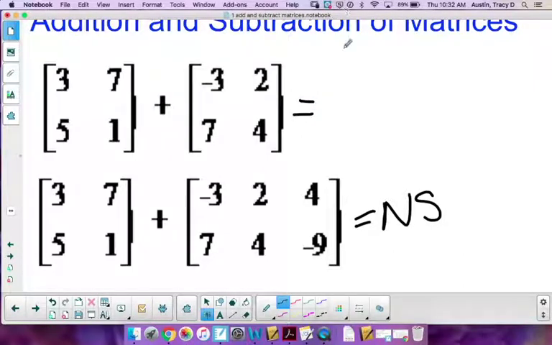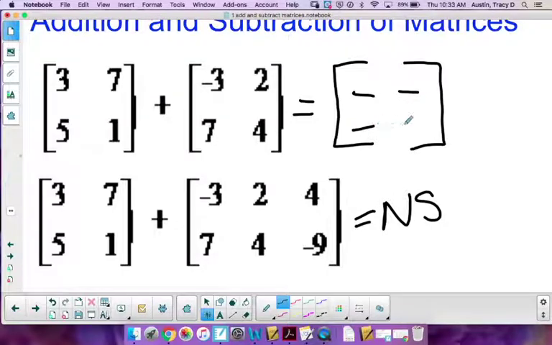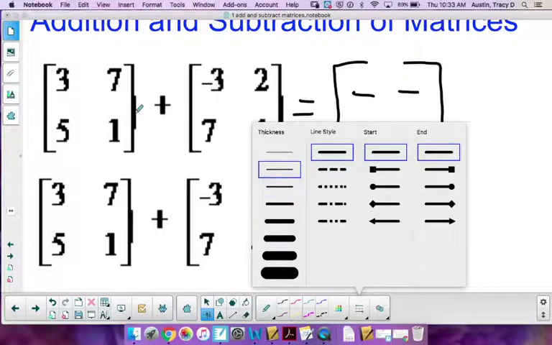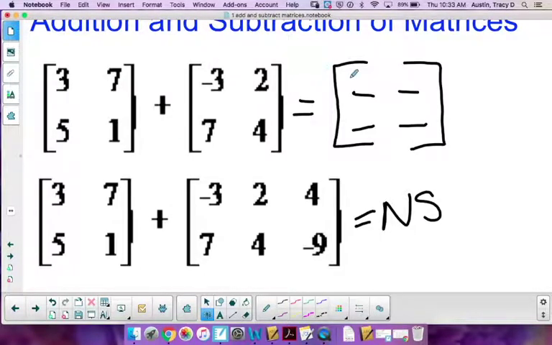Okay, so this one we can add, and since our matrices are 2 by 2s, we're going to have a 2 by 2 answer, right? We're just going to add them piece at a time. So let's take a look. First one, 3 and -3 is 0. 7 and 2 is 9. 5 and 7 is 12. And 1 and 4 is 5. And that's it. For adding and subtracting, it is very easy. Again, it is just element to element.